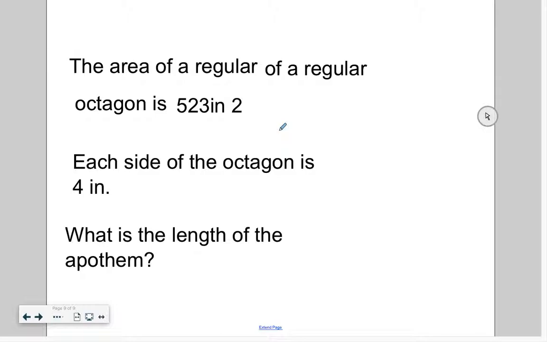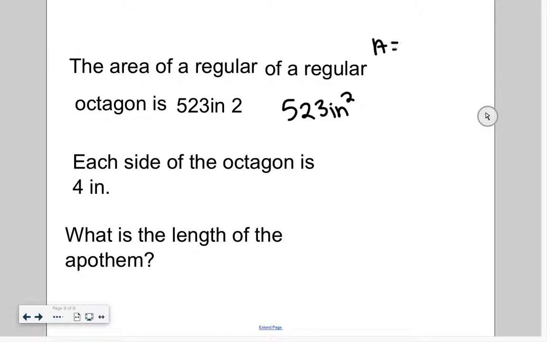This is not in your book. This is one that I just made up. But the area of a regular octagon is 523 square inches. Each side of the octagon is 4 inches. What is the length of the apothem?